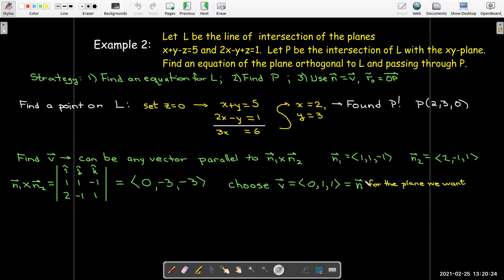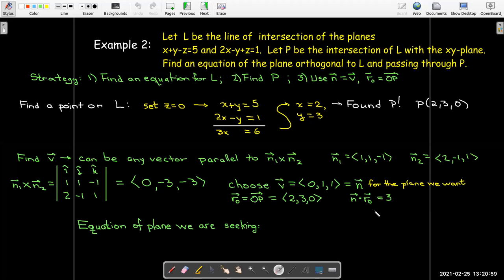And we'll be using that for our normal vector for the plane that we're looking for. And our initial vector on the plane then is just going to be the position vector for P. So it'll have components 2, 3, 0. And if I take my normal vector, which is the same as the direction vector for L, and dot it with R0, I get 3.